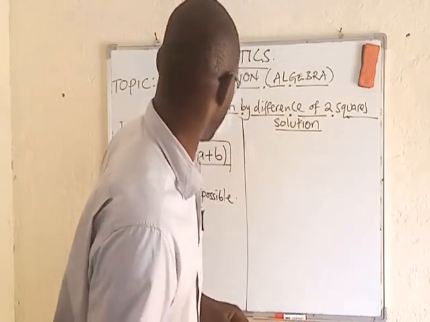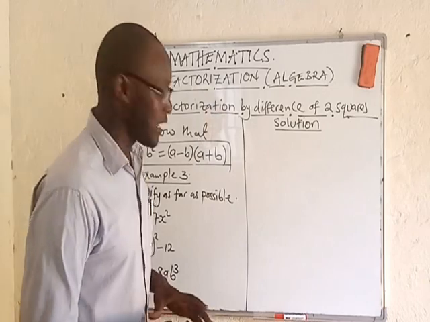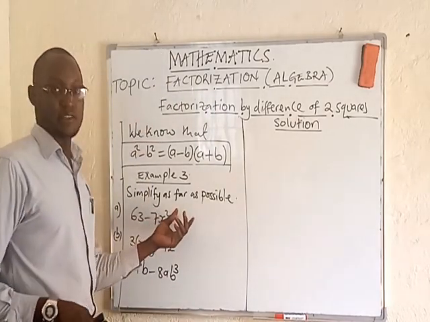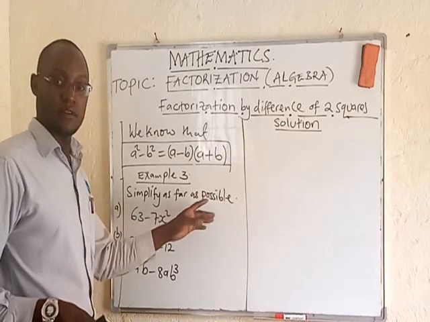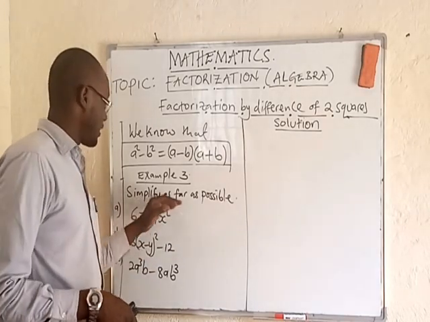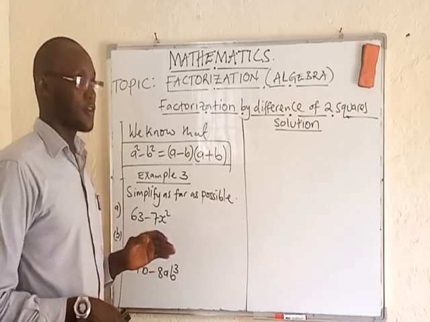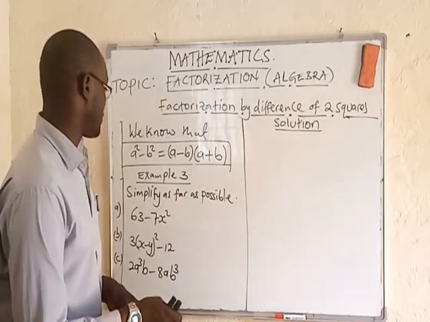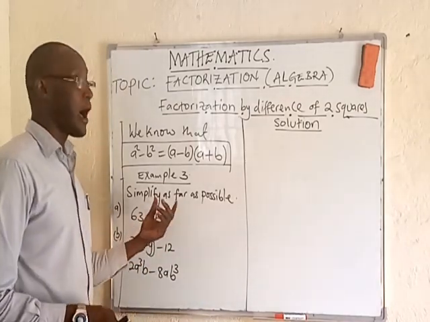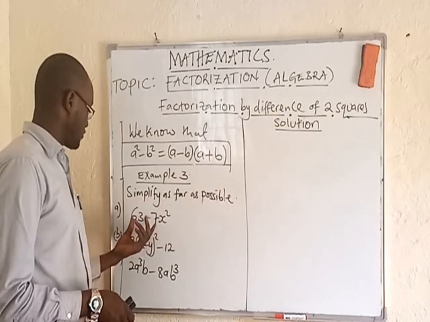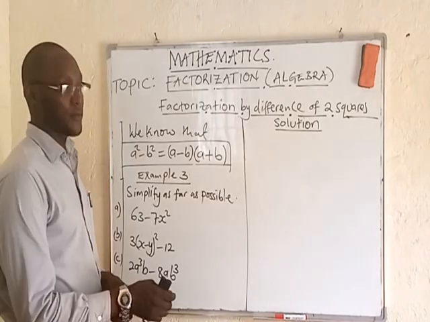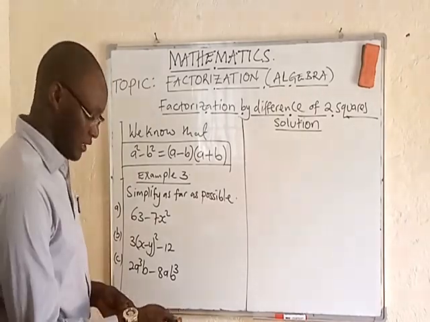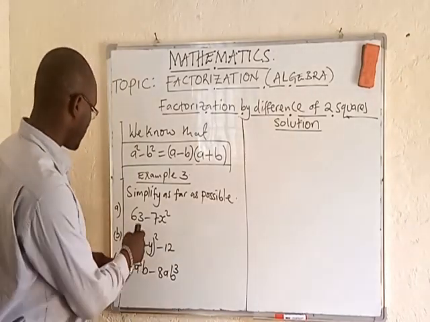Let us still move to example 3. So the language of the examiner has changed here. The examiner is telling us to simplify as far as possible. Simplify as far as possible. So a simplification is going to be done with some principles followed. The first principle we are looking at here is the difference of two squares. So in this kind of arrangement, let us go and start.